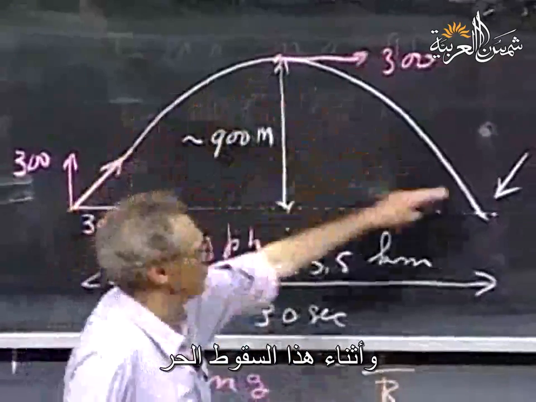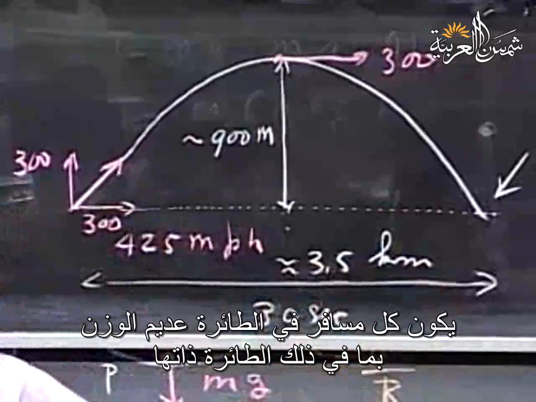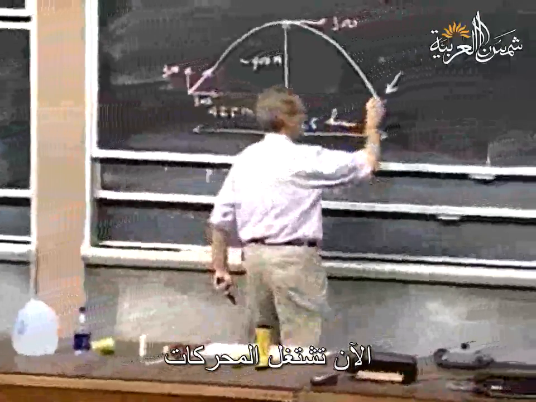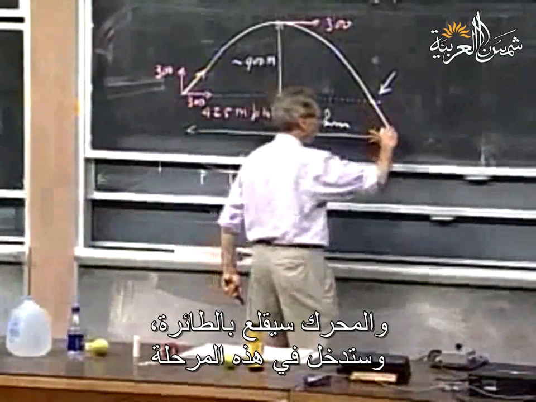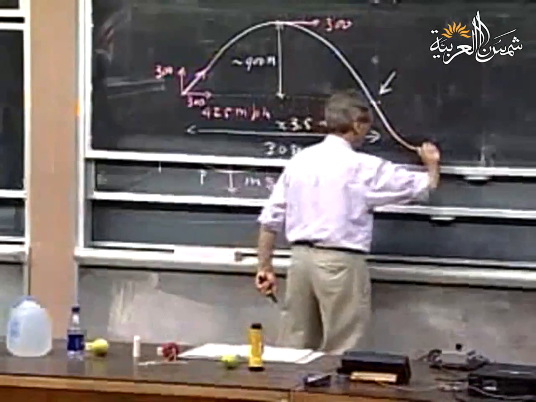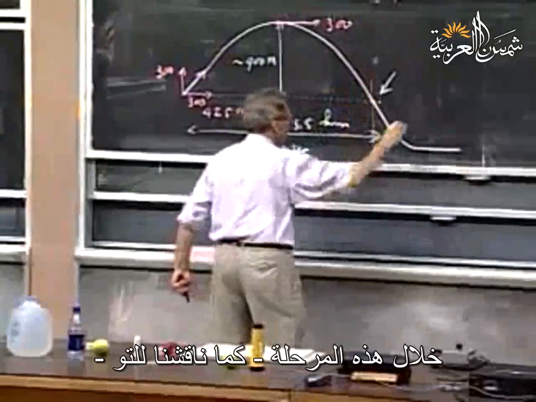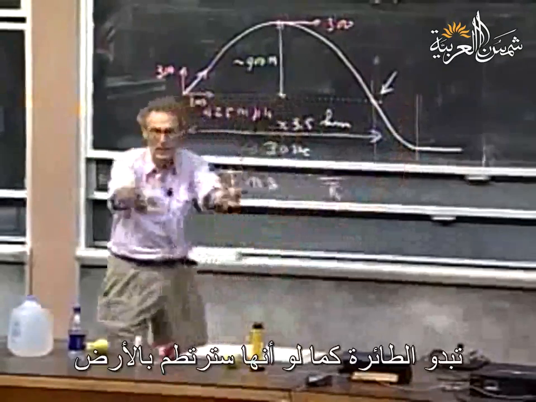During this free fall, everyone in the airplane is weightless, including the airplane itself. Now the engine starts, the plane pulls up, goes into this phase, and then flies horizontally for a while. During this phase, as we just discussed, it's like hitting the floor.